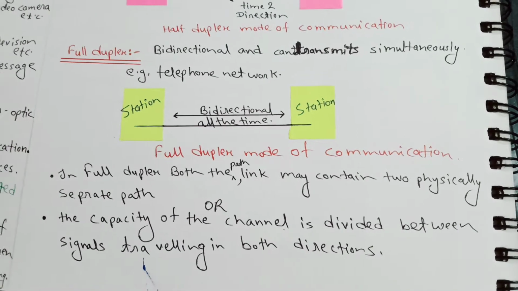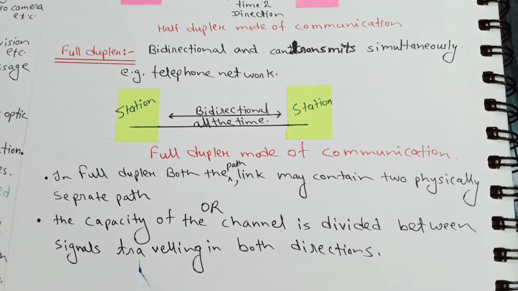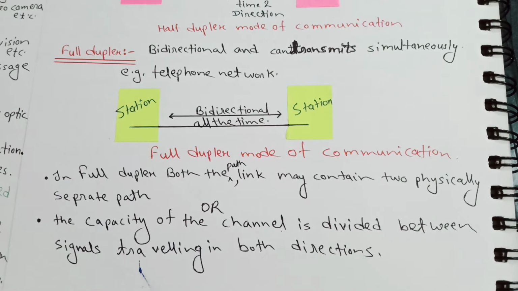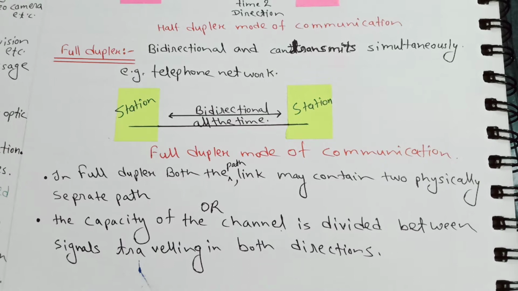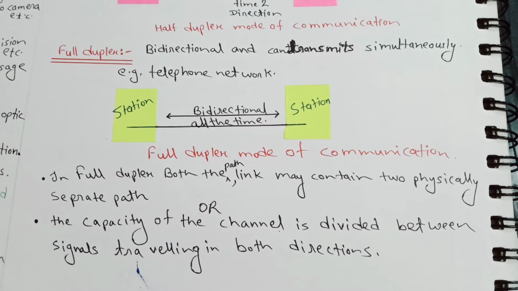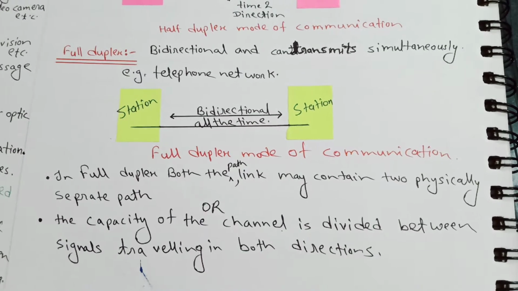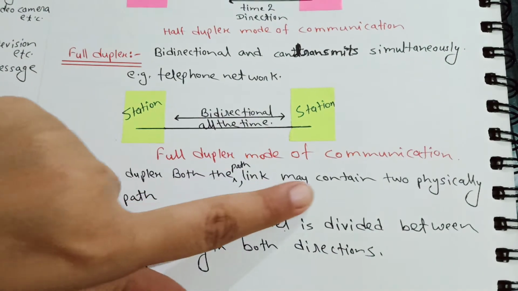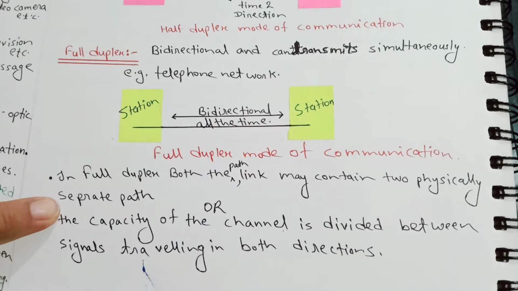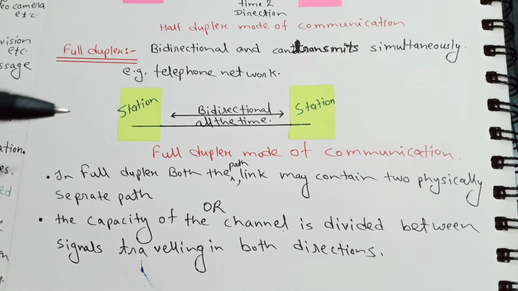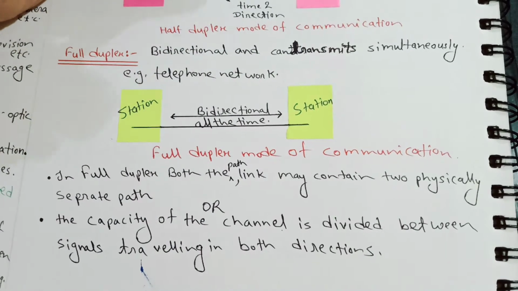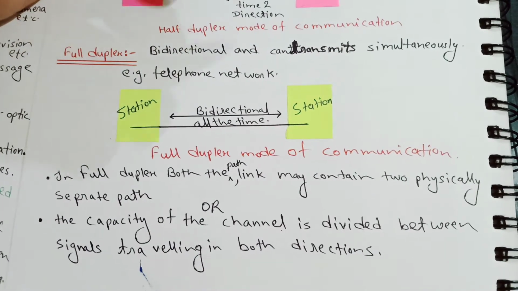And at the same time we can see the other example, in full duplex both the path links may contain two physical separate paths. Okay, then it is the question, how will we send and receive data from both sides at the same time. Then this is the solution, that in full duplex both the path links may contain two physical separate paths. There may be two paths, okay, and parallelly both are working in both directions.